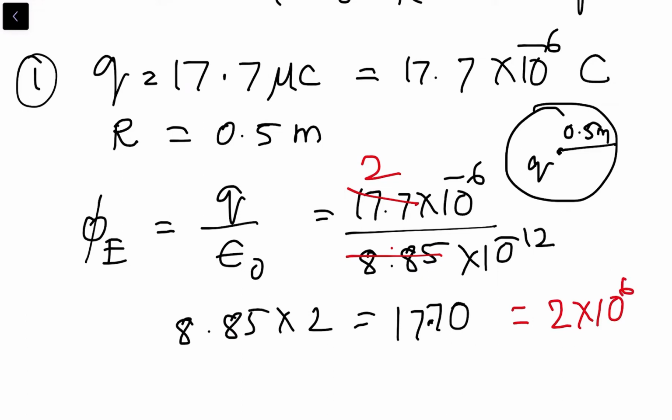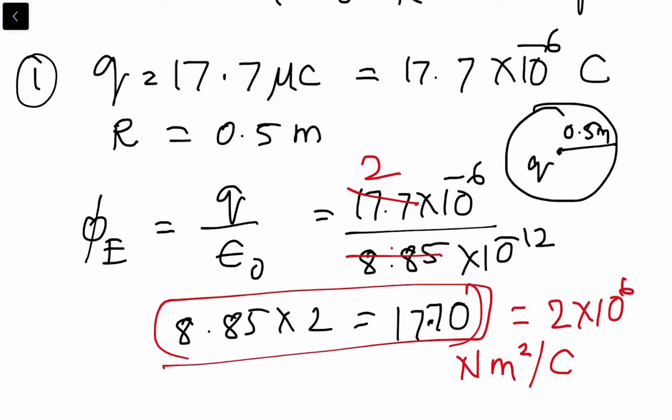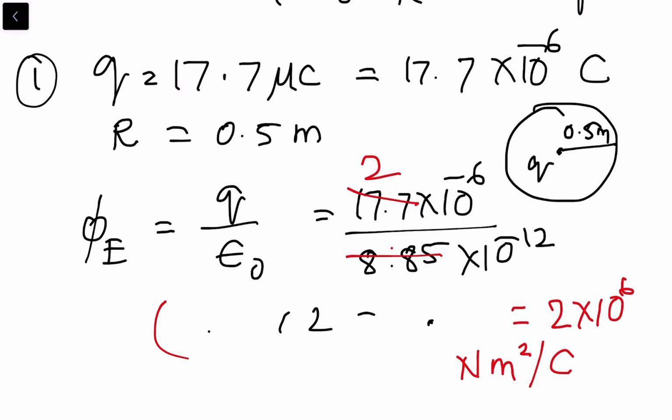That is, flux units are Newton meter square per coulomb. This is only for the calculation purpose I have written here, so you can ignore it. I am just doing the calculation, so don't get confused. That is 2 into 10 to the power of 6 Newton meter square per coulomb.